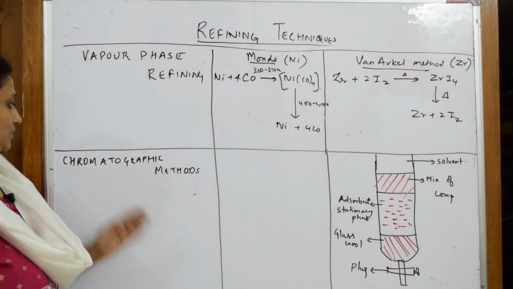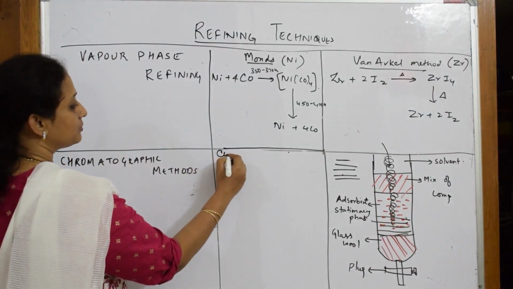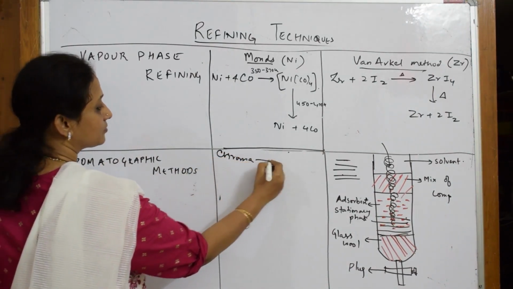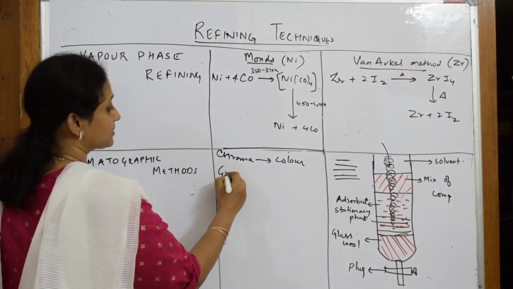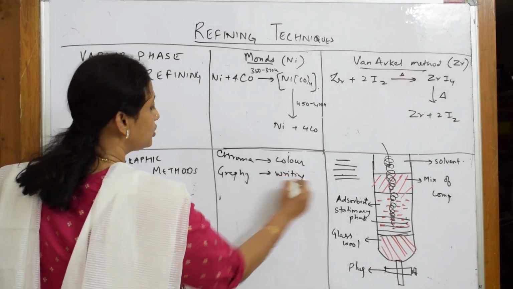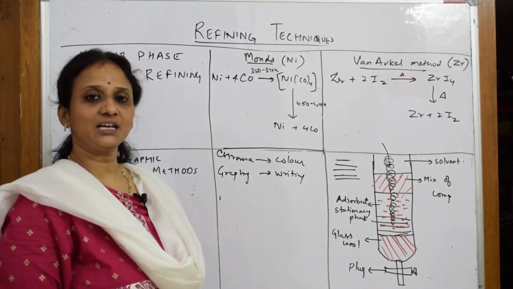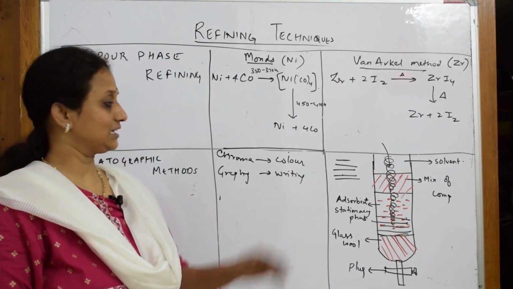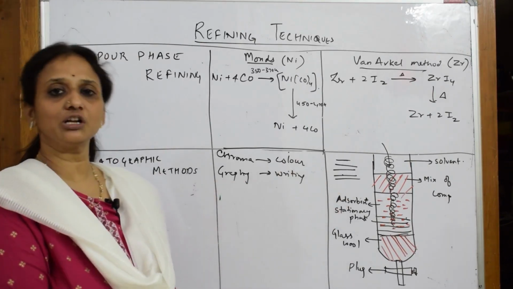Now let us come back to chromatographic methods. Basically chromatography: chroma means color, and graphy means writing. So what do we do? You have two different phases. You have many types of chromatography: TLC technique, paper chromatography, gas chromatography, column chromatography. Now here for you, you have column chromatography.